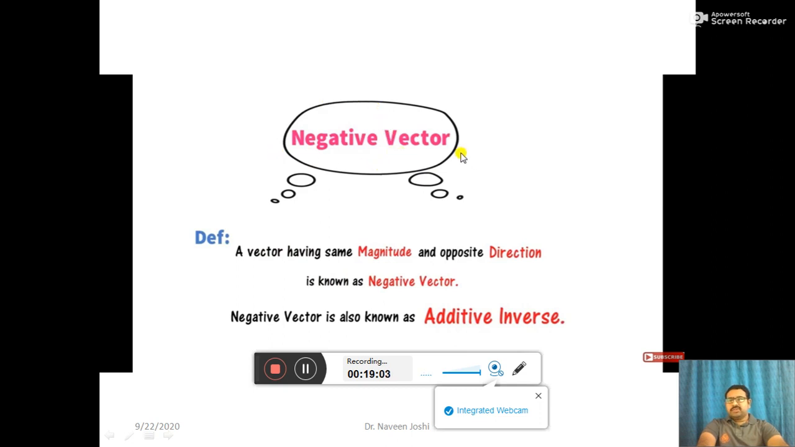Negative vector definition: a vector having the same magnitude but opposite direction is known as a negative vector. Just as the definition of a vector is a quantity having magnitude and direction, a negative vector has the same magnitude and opposite direction. Usually opposite direction means we take a negative sign, so it is known as a negative vector. A negative vector is also known as the additive inverse.